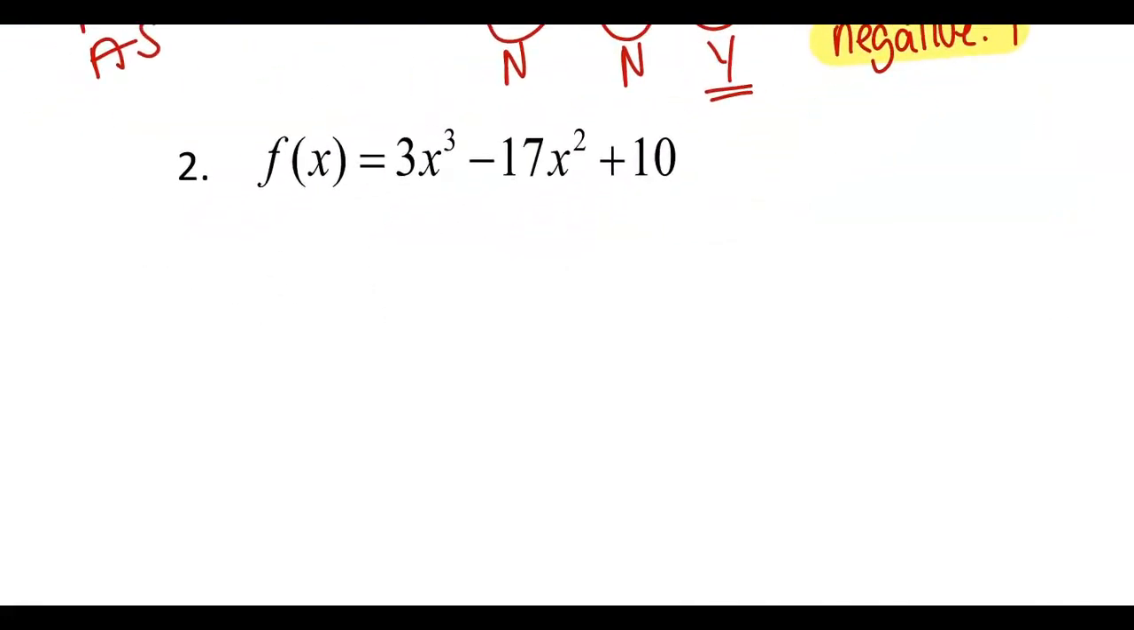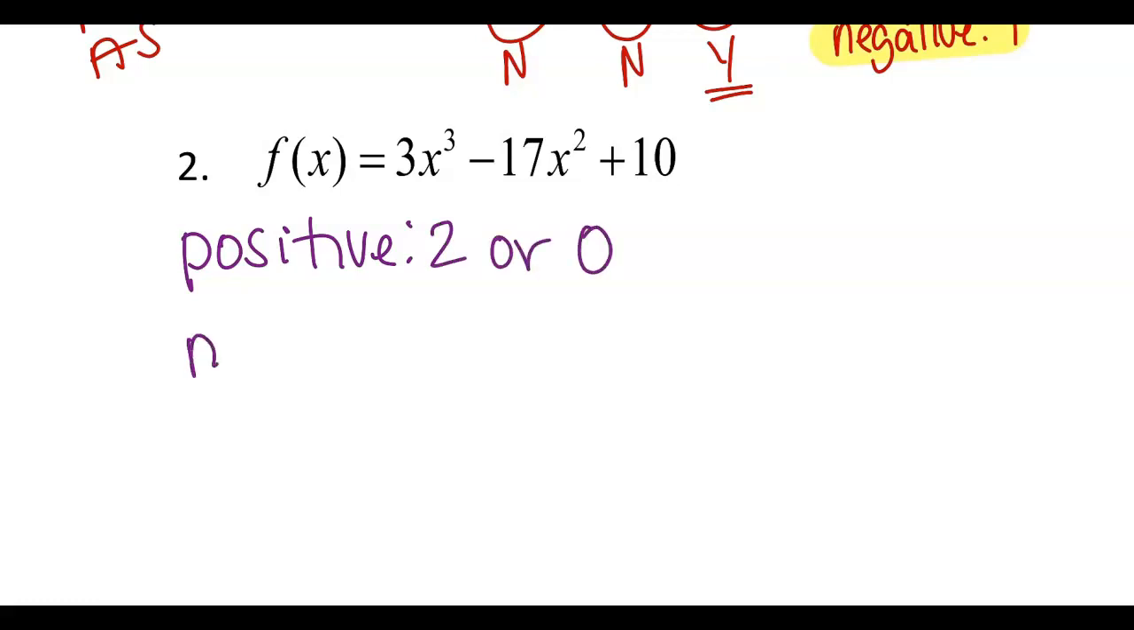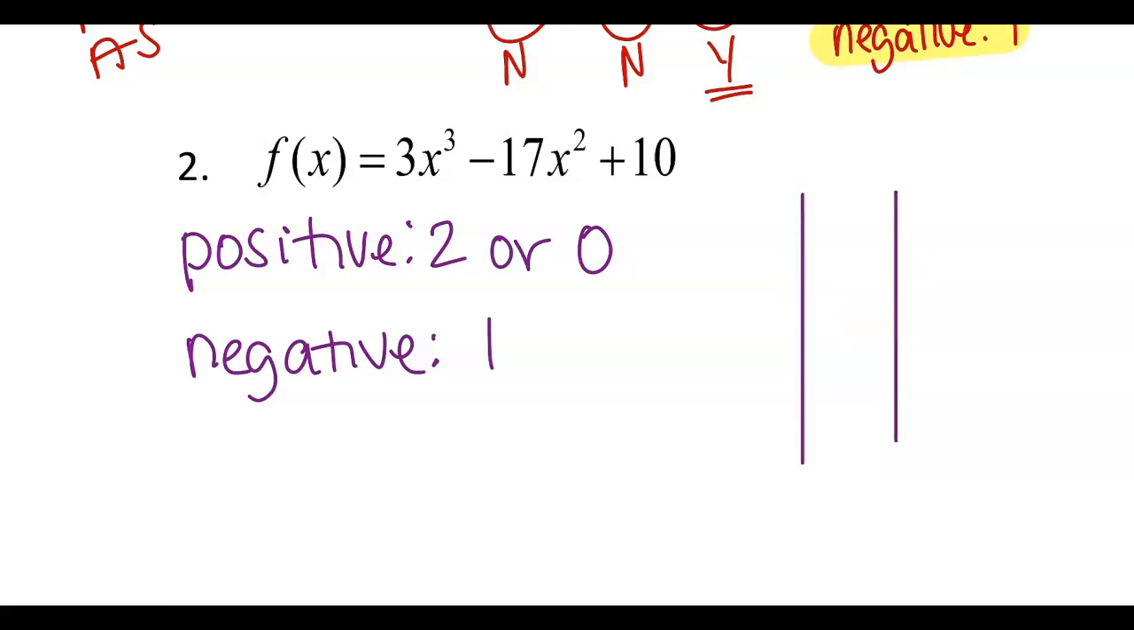All right, so let's look at question number 2. I just want to know what are the possible positive answers and the possible negative. So we'll start with positive. How many possible positive answers will you have? 2 or 0. And then for negative? Just 1. Remember, if you subtract it, it won't work. You can't have negatives. So over here, I'm going to make my little chart.